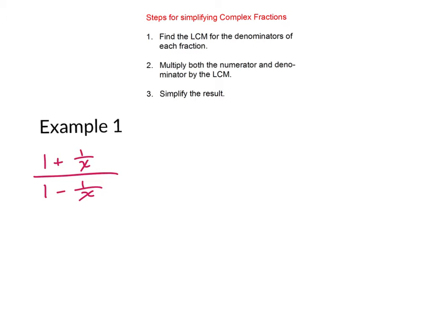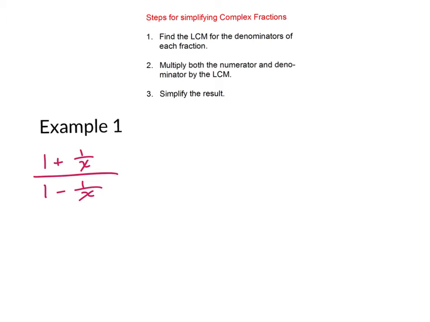We are adding on the top a whole number and a fraction, and on the bottom a whole number and a fraction. So we've got these smaller fractions within this larger fraction, and we have to get rid of those smaller fractions. And you can see that I've listed the steps for you to accomplish this.